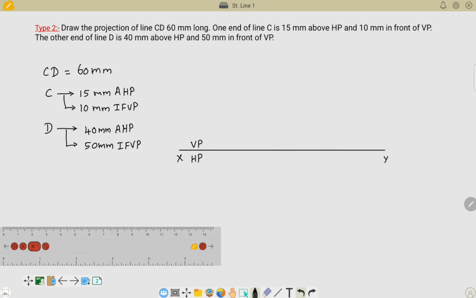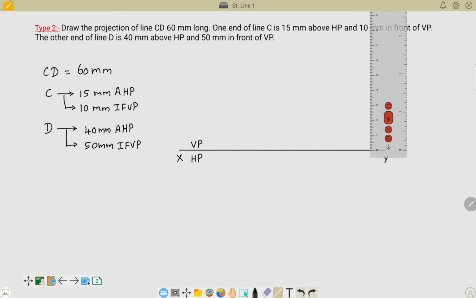The next step is to locate the locus points with the given data. The locus point of C is 15 mm above HP and 10 mm in front of VP. As we know, above HP means it should be above the XY line, and in front of VP means it should be below the XY line. Do remember this point. Now we'll proceed.